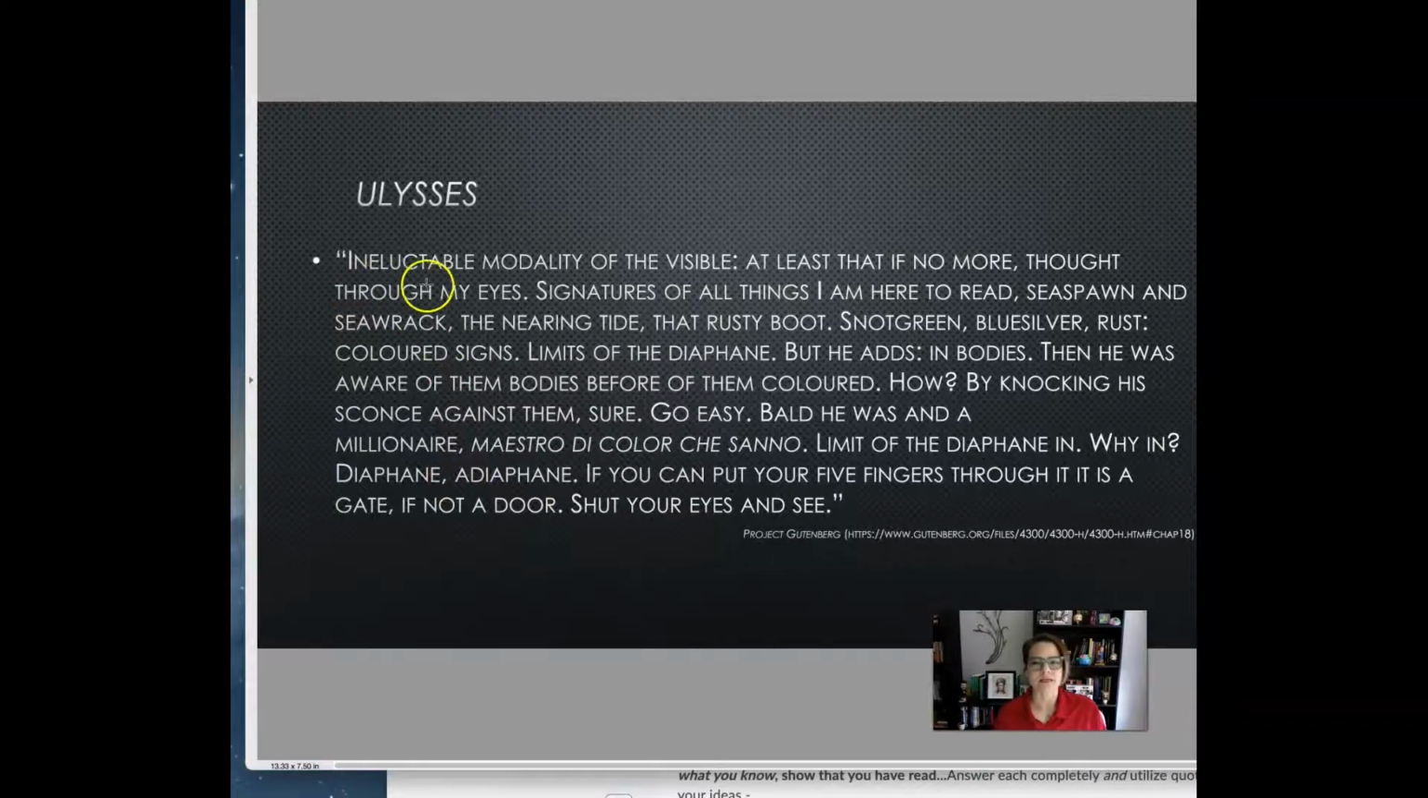"Ineluctable modality of the visible, at least that if no more, thought through my eyes, signatures of all things I am here to read, sea spawn and sea wrack, the nearing tide, that rusty boot, snotgreen, bluesilver, rust, coloured signs, limits of the diaphane. But he adds, in bodies. Then he was aware of them bodies before of them coloured. How? By knocking his sconce against them. Sure, go easy."